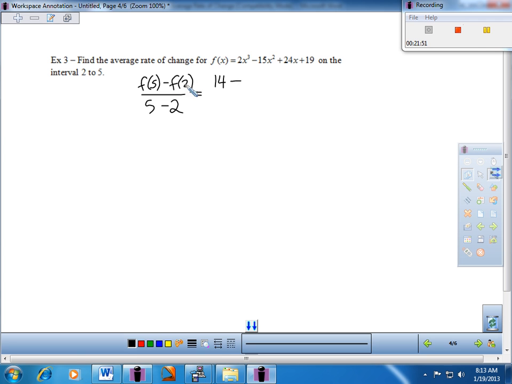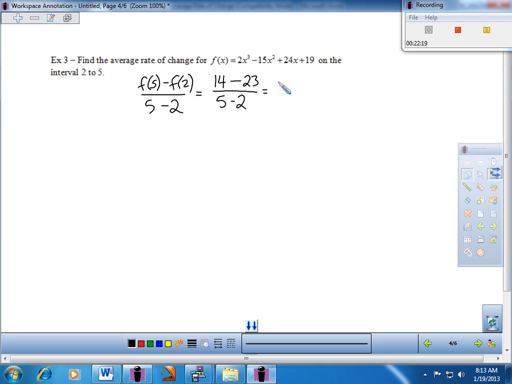And then, of course, I repeated. I took my 2 and I put it in. 2 times 2 cubed minus 15 times 2 squared plus 24 times 2 and plus the 19. When I did that, everybody, I got 23. And so now we have our y's, and of course we had our x's all along, and we're ready to roll. And so let's go ahead and get this.